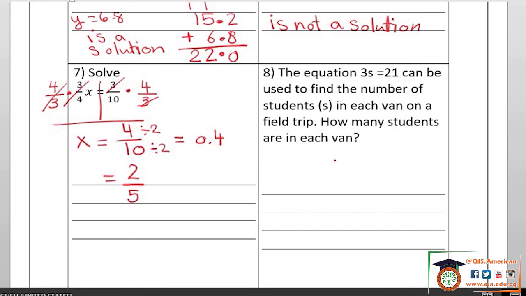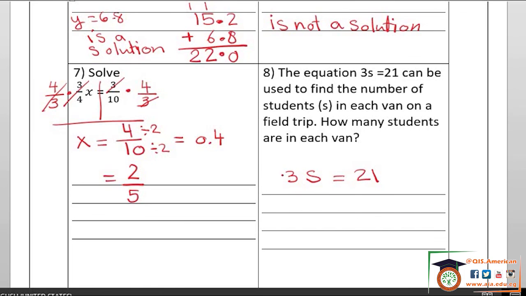Okay? The last question here, the equation 3s equals 21 can be used to find the number of students s in each van on a field trip. How many students are in each van? Okay, so let's write our equation. 3 times s equals 21. What type of equation is this? Correct, it's a multiplication. This here means 3 times s.